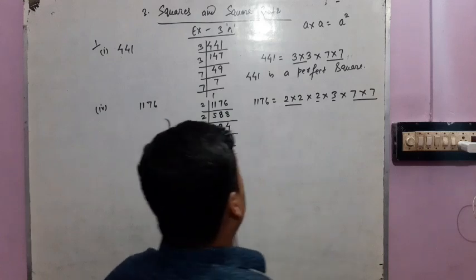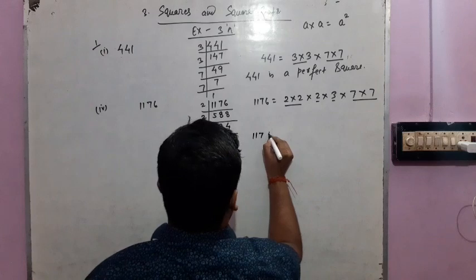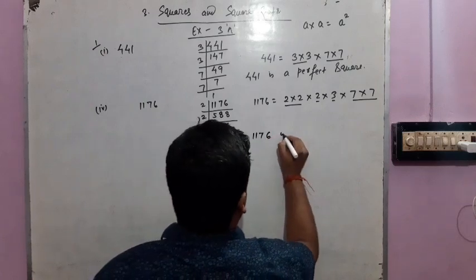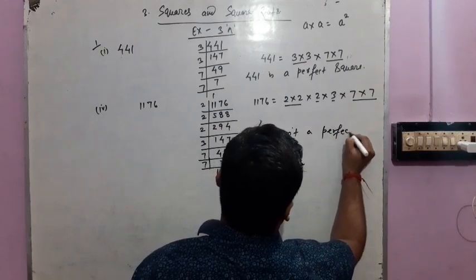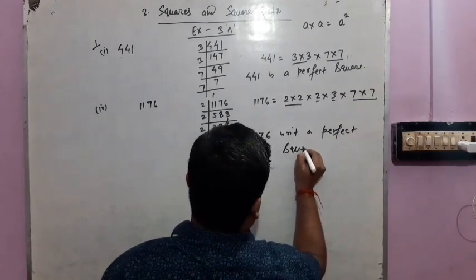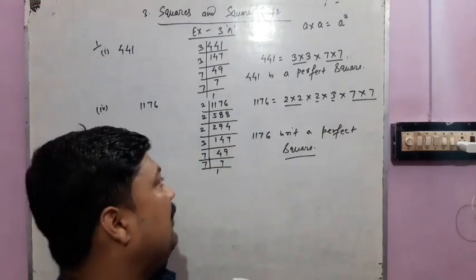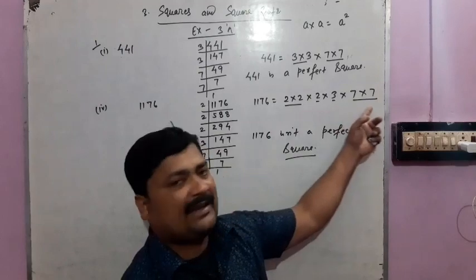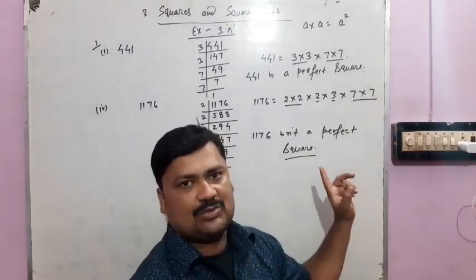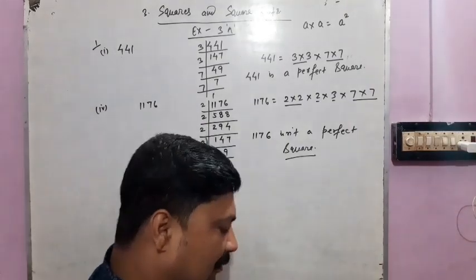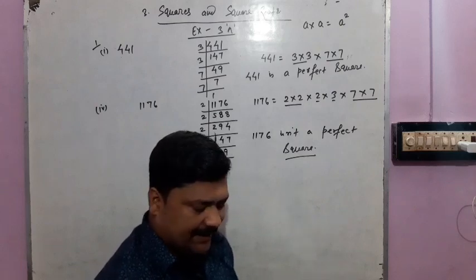So you can write here that 1176 isn't a perfect square. If the pair of a particular number or more than one number is not possible in the prime factorization form, then you can say that the given number is not a perfect square. Okay. In the same way, you have to solve the rest of the questions of question number first. Now we are moving on to question number second.